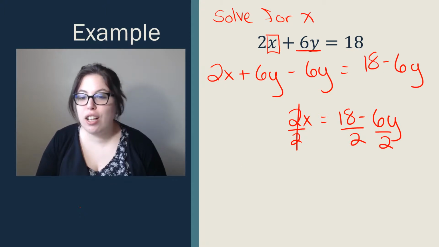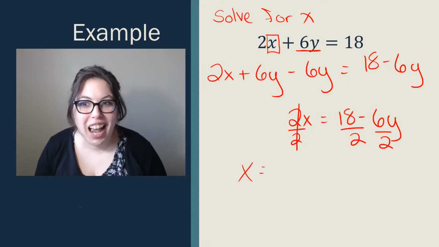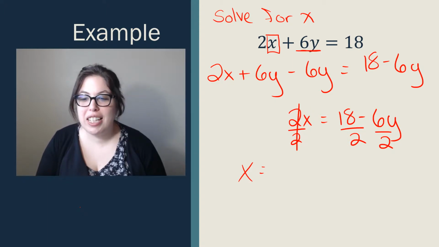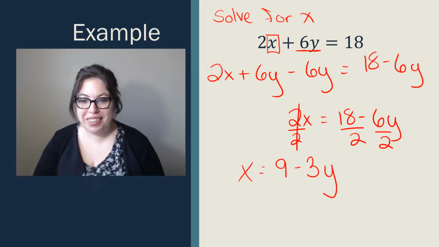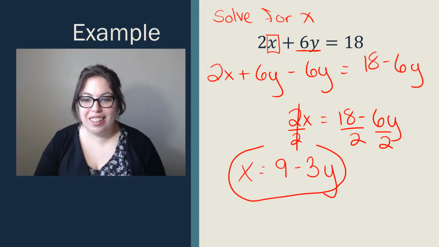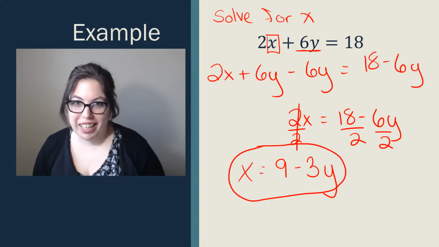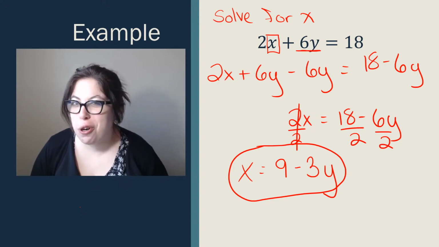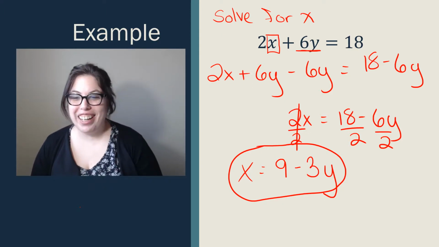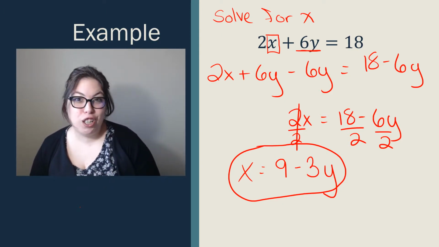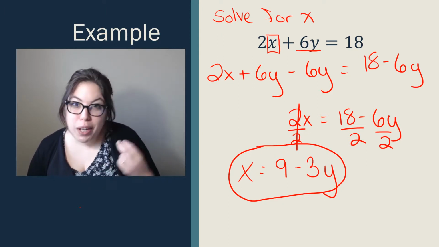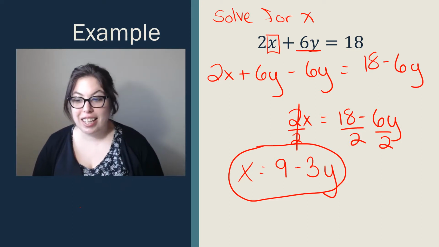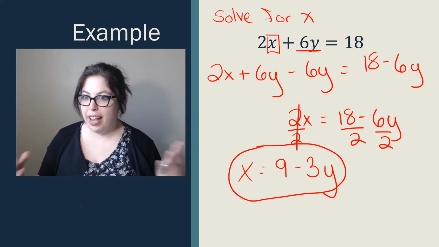That's going to cancel out, leaving me with my x I wanted to isolate. 2 goes into 18 9 times, and 2 goes into 6 3 times. And now I have something that I could either graph. Well, if I wanted to graph it, I would put it in terms of y, but that's a different video. I have something now that I could use for a formula and know right off the bat what x is. Let's say I have only y data.